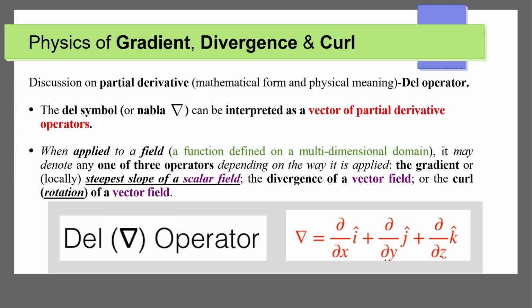Now the del operator can be applied in different ways depending on the type of field. As for the example of gradients, when it is applied to a scalar field, the result is a vector field that points in the direction of the steepest increase. In the case of divergence, when it is applied as a dot product with a vector field, it measures how much the field spreads out or converges. And when it is applied as a cross product to a vector field, it measures the field's rotation.